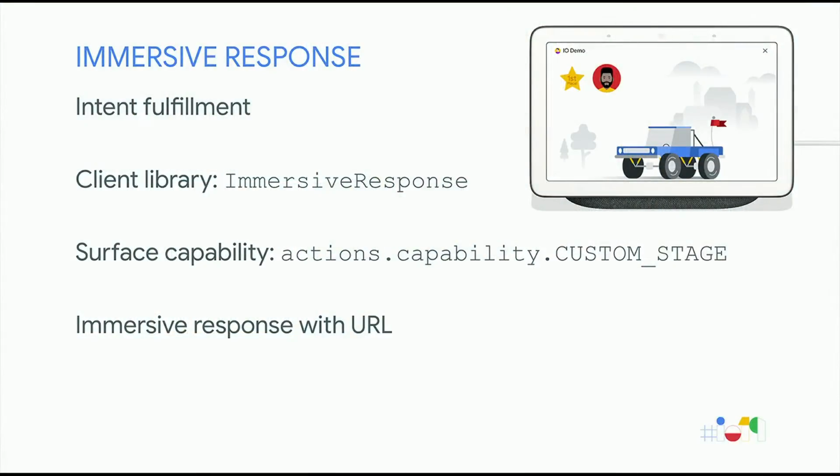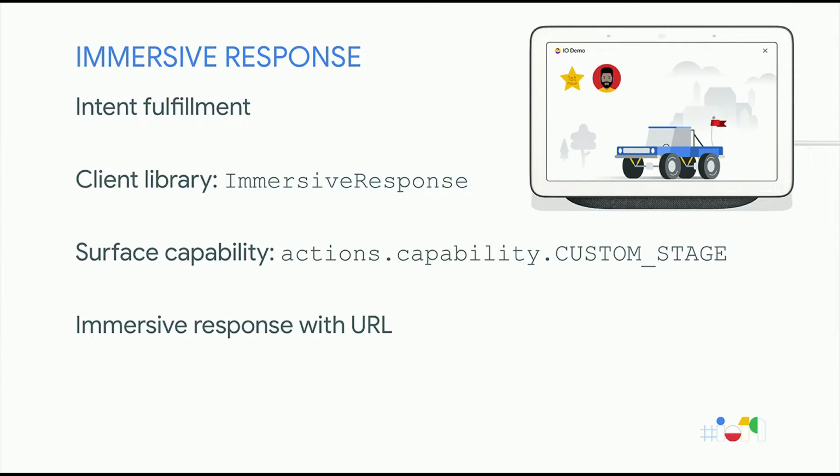But let's look at the code, both for the fulfillment, for the intents, and also for the web app logic for your game. Now, the intent fulfillment needs to provide an immersive response, right? Actions on Google through Dialogflow matches the intent. The intent says there's some code, invoke that code. That code generates an immersive response. Our Node.js client library has been extended with a new class, literally called ImmersiveResponse. Very simple, like simple and rich response.